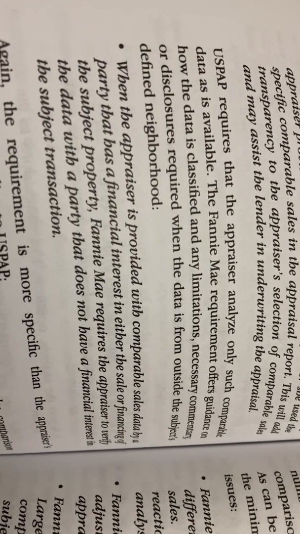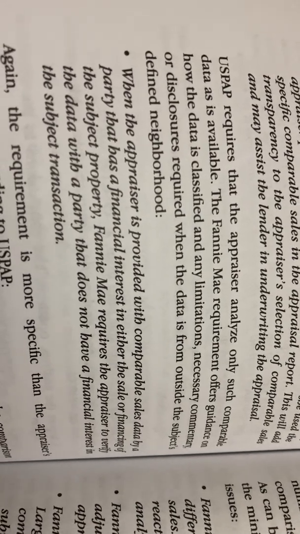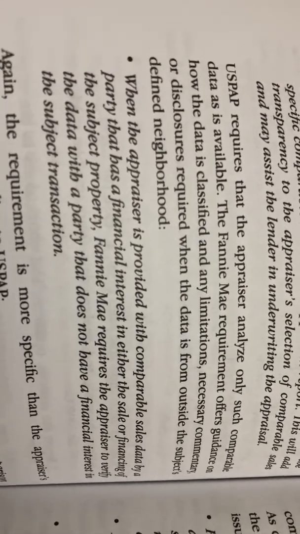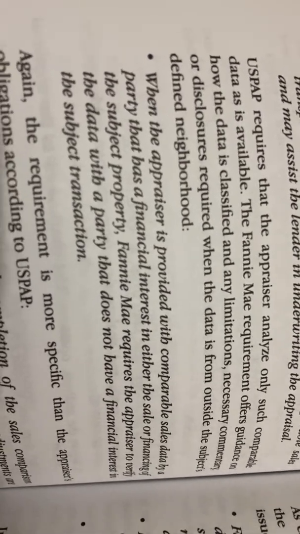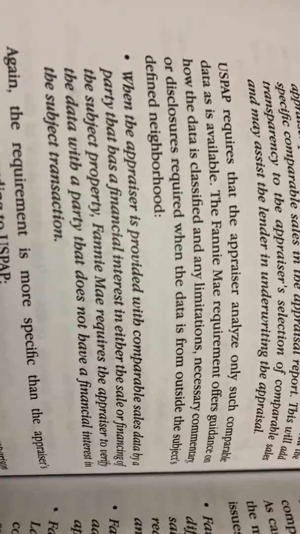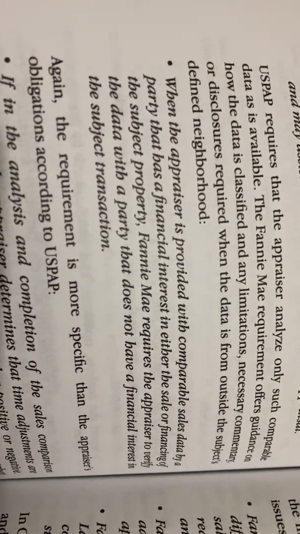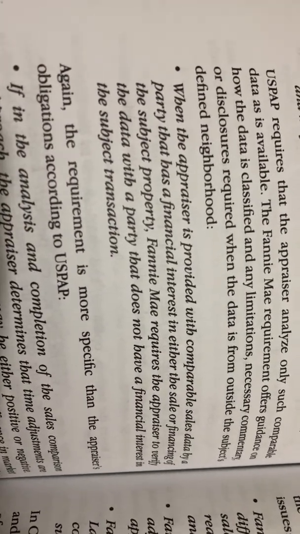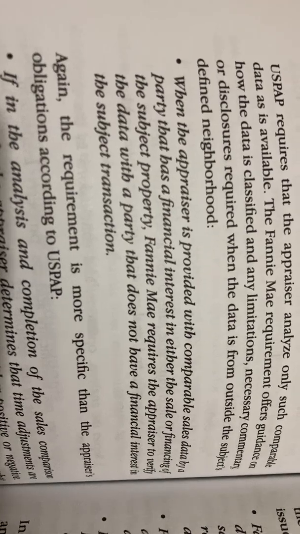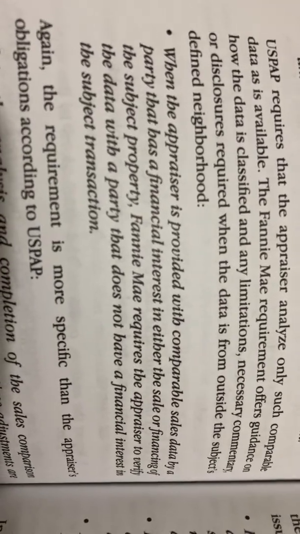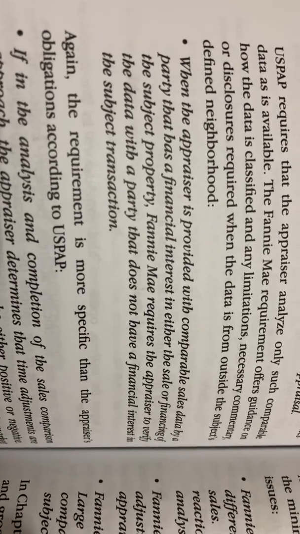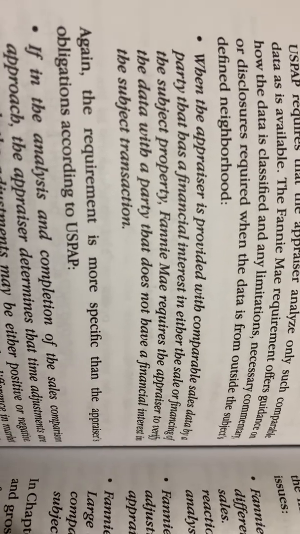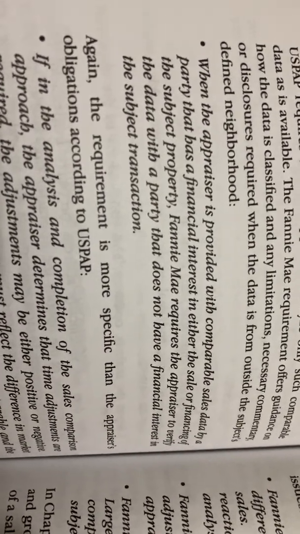USPAP requires that the appraiser analyze only such comparable data as is available. The Fannie Mae requirement offers guidance on how the data is classified and any limitations, necessary commentary, or disclosures required when the data is from outside the subject's defined neighborhood.